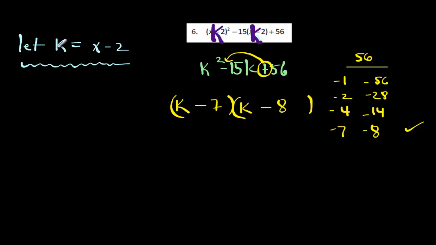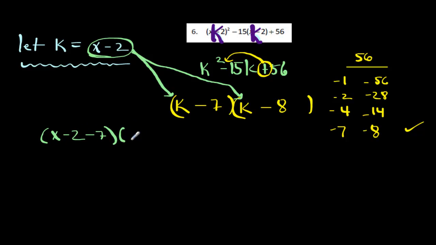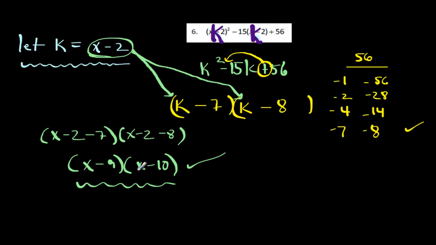So remember, we let k equal x minus 2. So k equals x minus 2. So if k equals x minus 2, we can now replace k with x minus 2. So that's what we're going to do. It's now going to be x minus 2 minus 7 times x minus 2 minus 8. So we have x minus 9 times x minus 10. That's our answer right here. This is it.